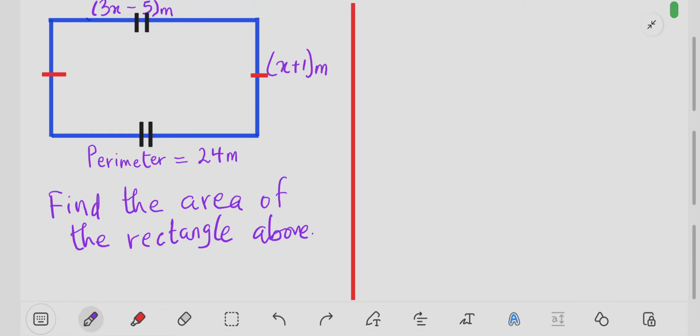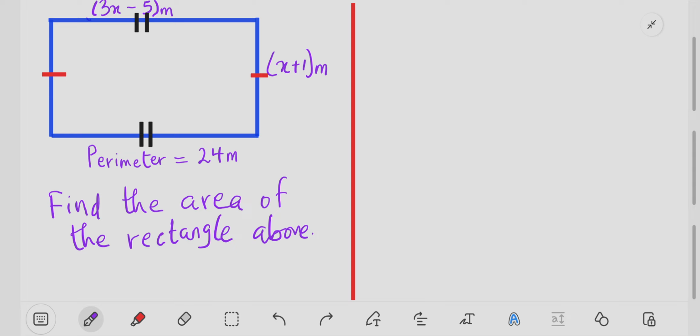A quick one. So we've been given a rectangle with two sides and a perimeter to find the area. As usual, we look at the question, we derive equations from the question, and we use them to get our final answer. So let's do some basic interpretations.